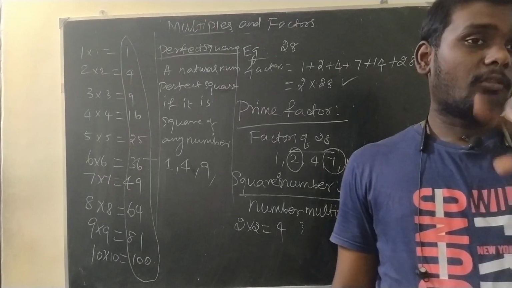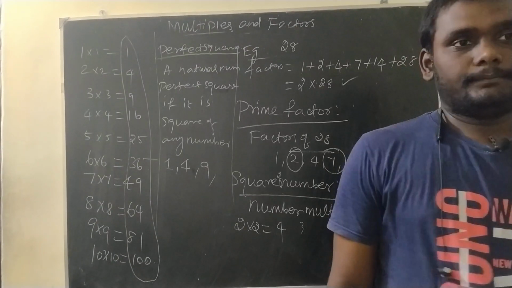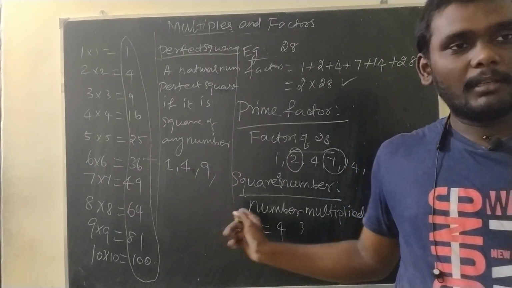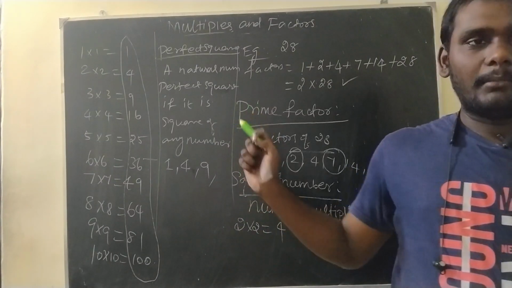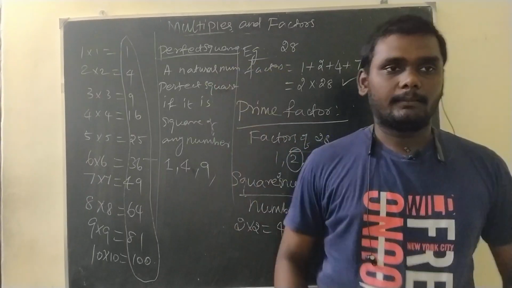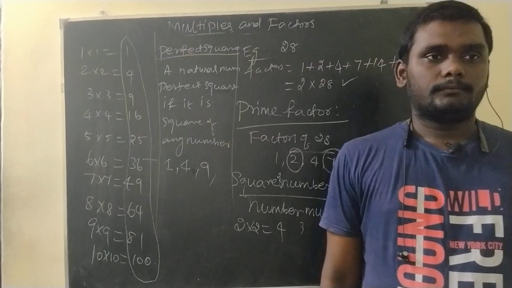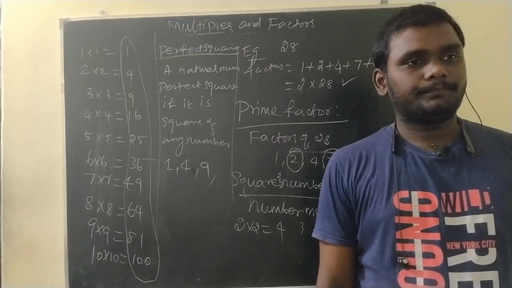There is a difference between square of a number and square number. Square of a number means the number multiplied by itself. Square number means the given number is a square of something. The result we are calling a square number. Clear?